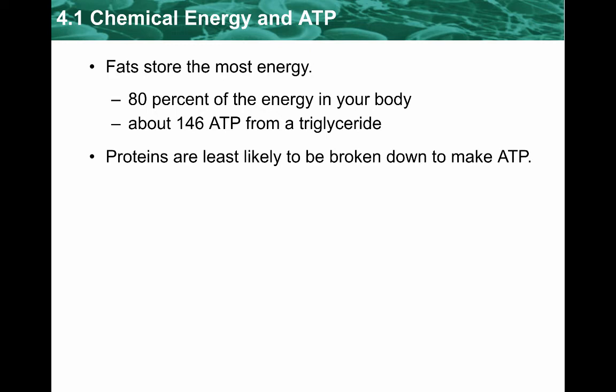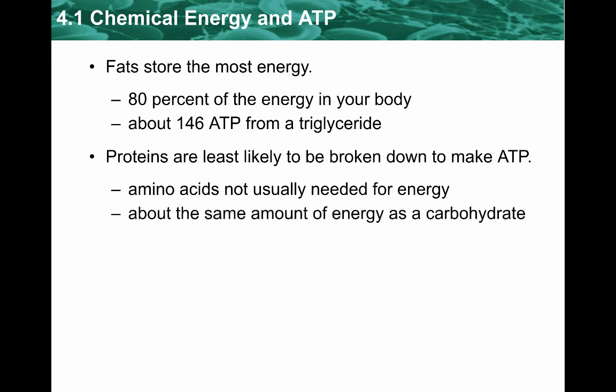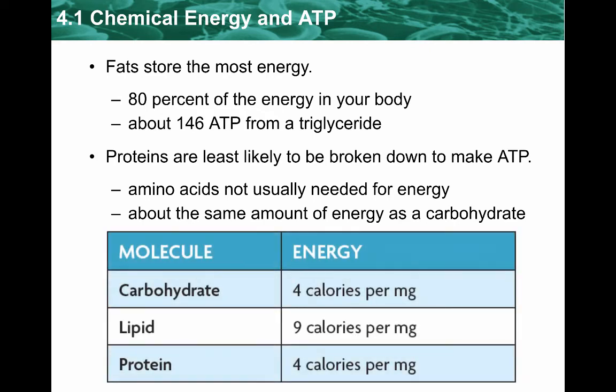Proteins also can be broken down, but they're the least likely to be broken down. They're just not high energy molecules. Amino acids aren't typically something that we need for energy production, but if they are broken down, they get about the same amount of energy from a protein as you do from a carb. So carbohydrates are the main source of energy, getting about 4 calories per milligram, lipids 9, and then proteins back to 4.